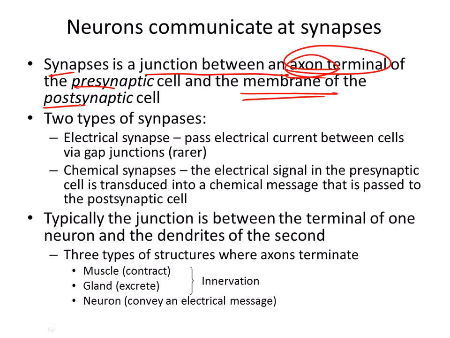All right? Now, typically, the junction that we're going to be looking at is between a neuron and the dendrites of a second, but that's not the only way they exist. It's just a simple model that we can look at. There are three different types of structures where axons can terminate. It can terminate on a neuron, which is what we're going to be looking at, but it can also terminate on a muscle, in which case it causes a contraction, or it can terminate on a gland, in which case it causes excretion. And when it does this, we refer to this process as innervation.